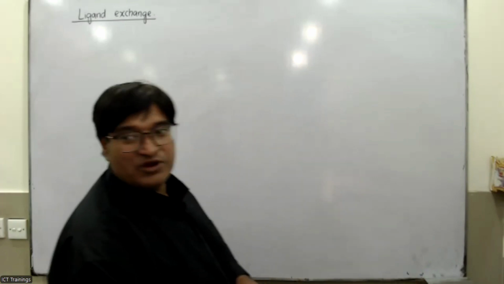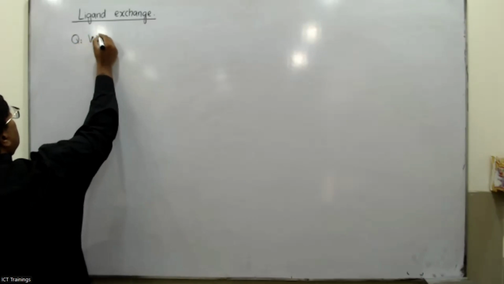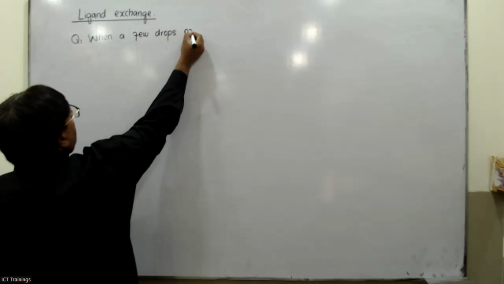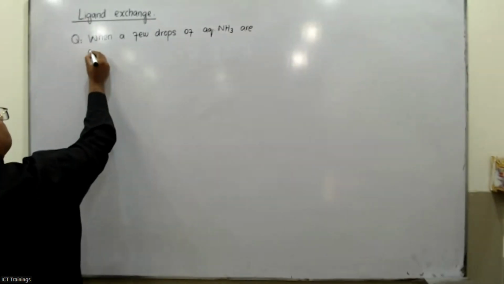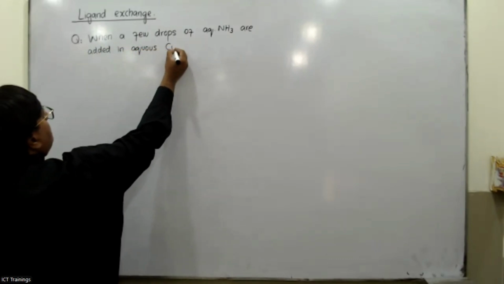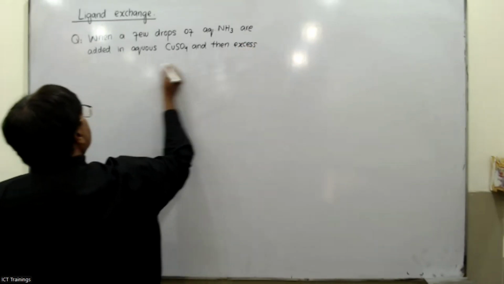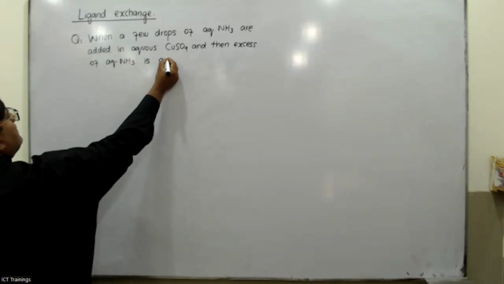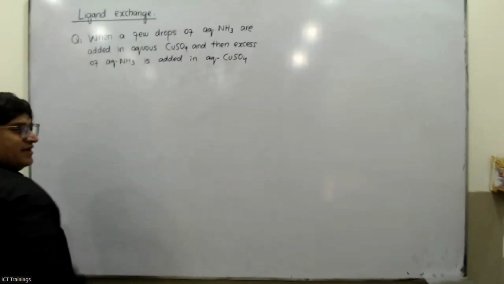That's the reason. Okay, so I'm going to write down the question up here. The question is: when a few drops of aqueous ammonia are added in aqueous copper sulfate, and then excess of aqueous ammonia is added in aqueous copper sulfate. Okay, so this is the question, my dear.